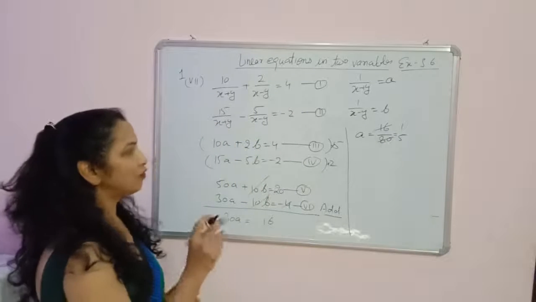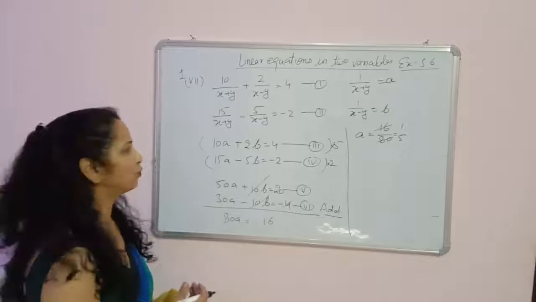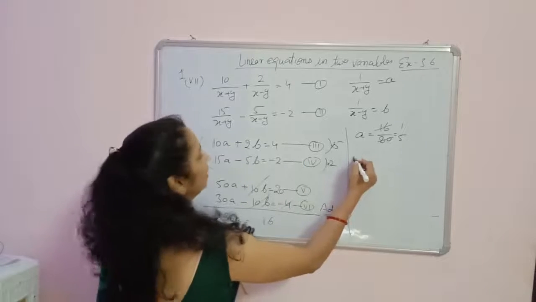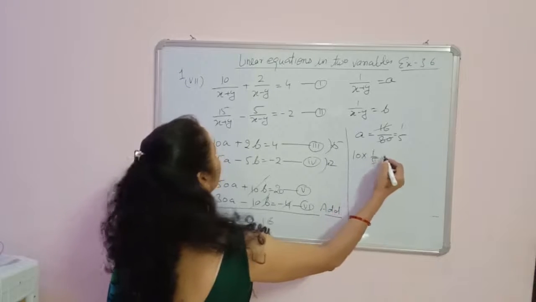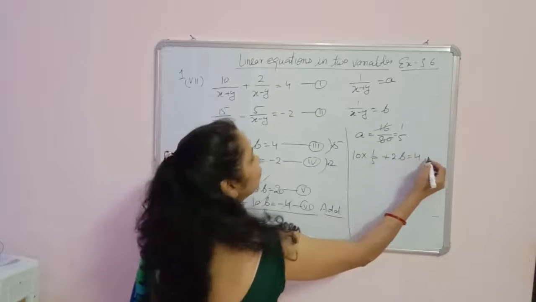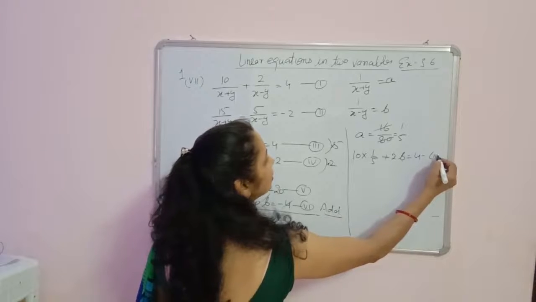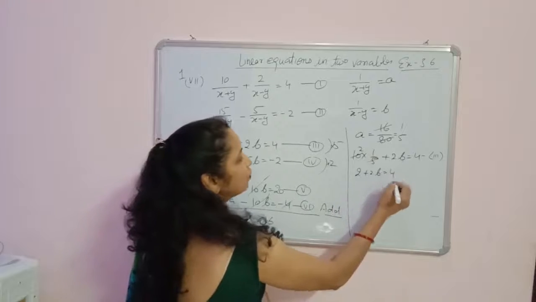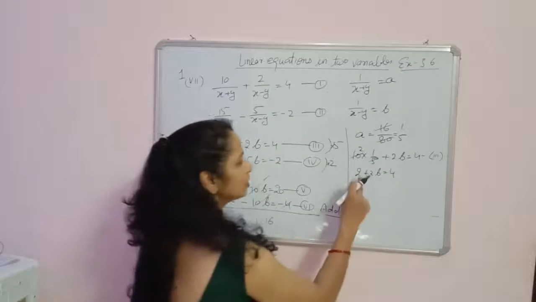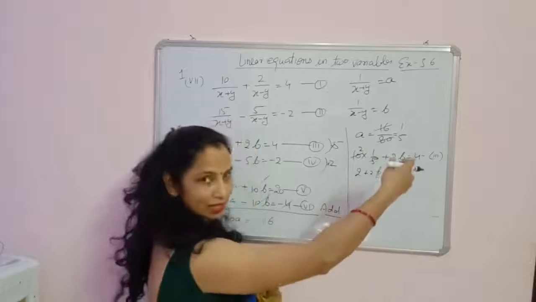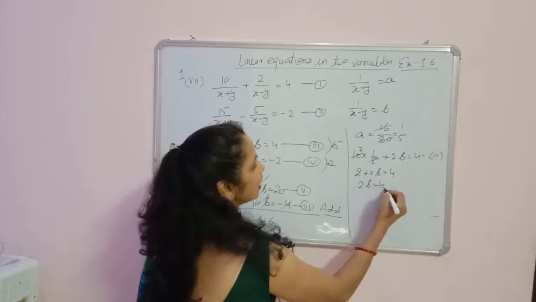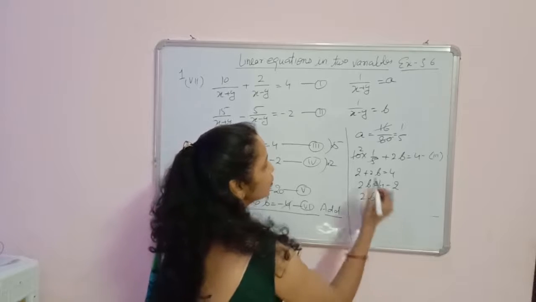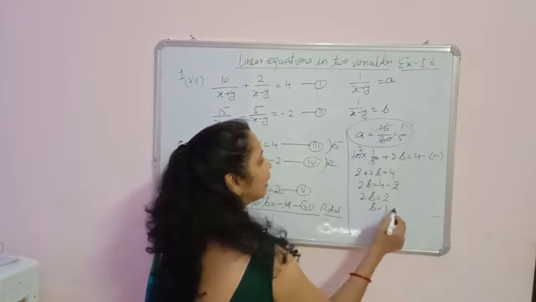And we will put this value of a in any of the equations either third or fourth for getting the value of b. So I am putting the value of a here in the equation third. It is 10 into a plus 2b is equal to 4. So it will be 2 plus 2b is equal to 4, and easily we can simplify it. We can take this 2 towards the RHS so that its sign will be changed. 2b will be equal to 2 and b is equal to 1. So we get the value of a and b.